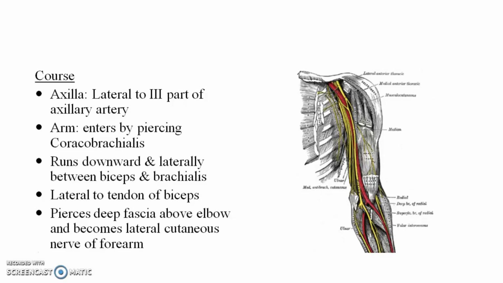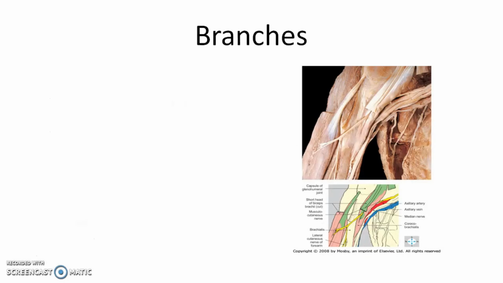In axilla, I will repeat it, it is present lateral to the third part of axillary artery, reaching the arm region where it pierces a muscle called coracobrachialis. Then it runs downwards and laterally between 2 muscles called biceps and brachialis, and then reaches lateral to the tendon of biceps. After that it pierces the deep fascia above the elbow, and becomes the lateral cutaneous nerve of forearm.